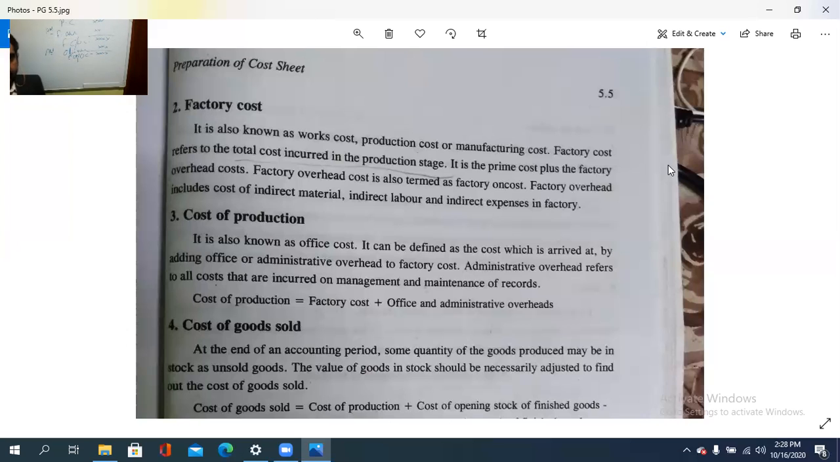So administrative overhead refers to all the costs that are incurred on the management and the maintenance of the records. Records have to be kept, and whatever office-related expenses come for that all constitute the cost of production. So cost of production is equal to factory cost plus what is that? Factory cost plus office overhead. Then cost of goods sold.